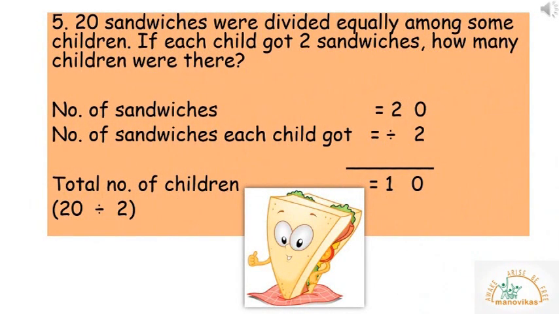Let's solve the problem together. Number of sandwiches is equal to 20. Number of sandwiches each child got is equal to 2. Total number of children. Now to find out the total number of children, we will need to divide 20 by 2. And when we divide 20 by 2, we get the quotient as 10. That means there were 10 children. And how did we get this? We got this because 2 tens is 20.